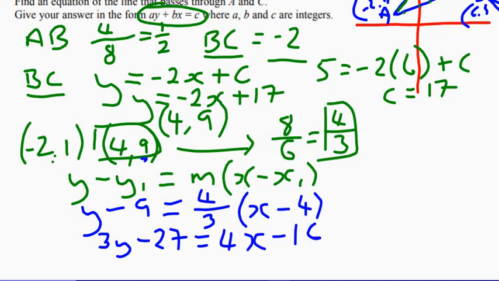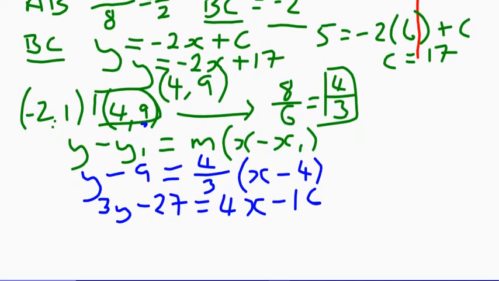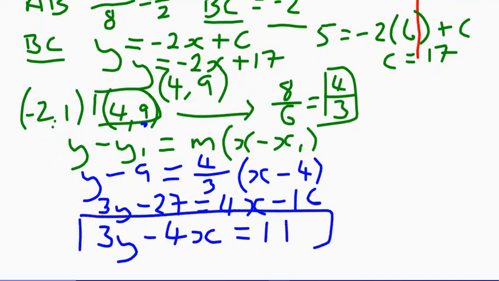There you go. We're nearly home and dry. We've done all the hard work. Take away 4x from both sides. That gives me 3y minus 4x. Add 27 to both sides, and that will give me 11. And that's the answer, just there. Well done if you did that.